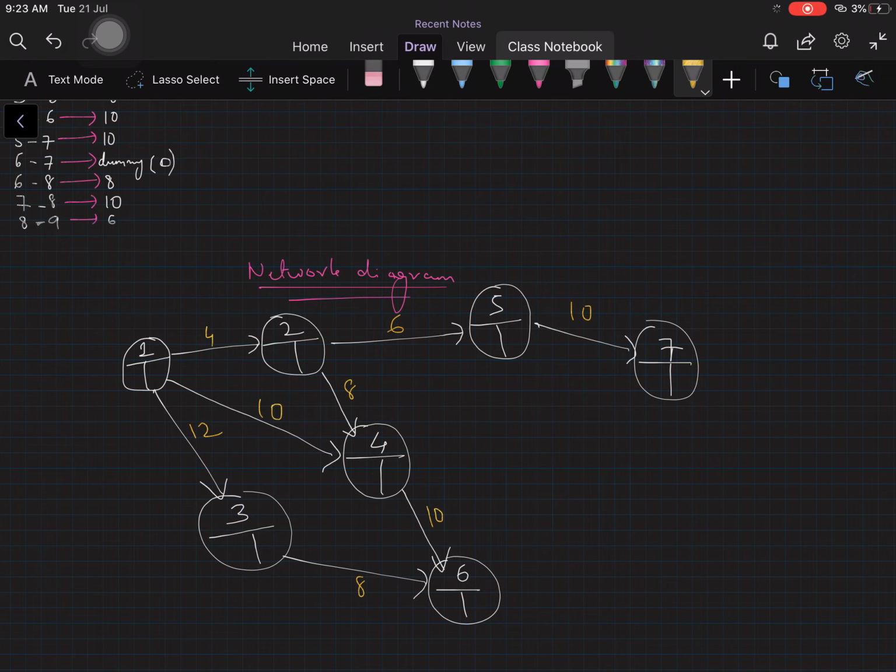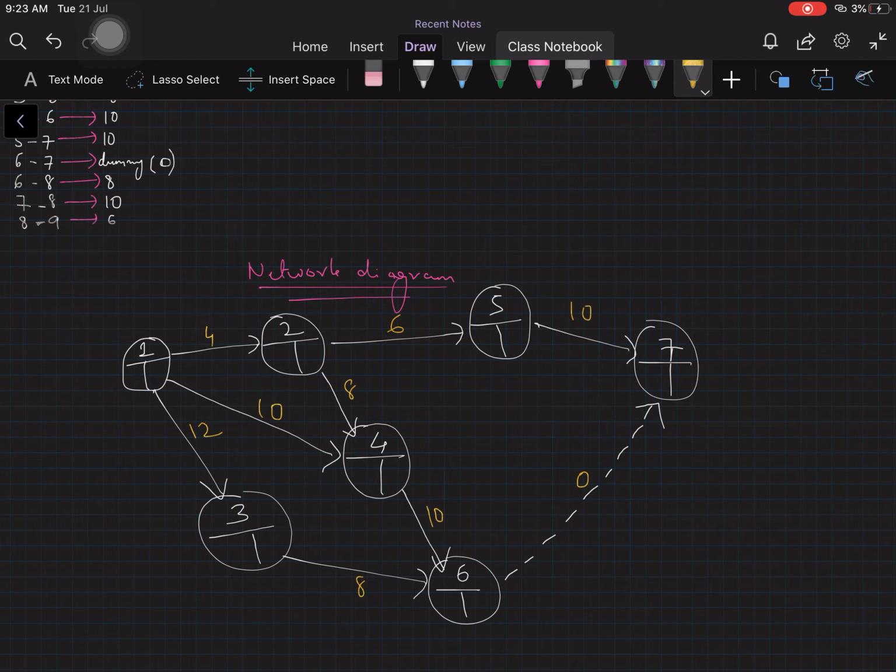And then we have 6 to 7. So 6 to 7 is a dummy. Please look at the data. It clearly says it's a dummy activity, and dummy activities are always represented using a dotted line. I hope you remember this. So dummy activity, 6 to 7, because it says dummy. And what is the duration for this dummy activity? 6 to 7, 0. So let's write 0 along the arrow.